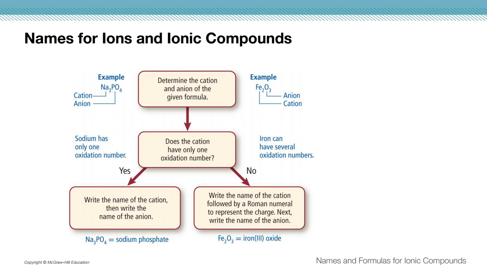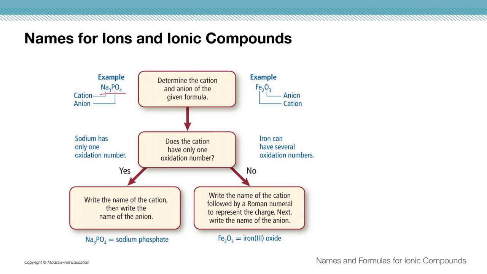Now, this is a flow chart for naming ionic compounds, but this has 2 types of compounds that you're not going to get to yet. I just wanted to show you so that you know that they kind of exist. Over here on the left is sodium phosphate. That phosphate is a polyatomic ion. It works as one ion, so you would name that sodium phosphate.